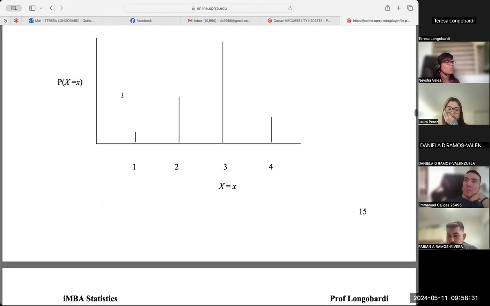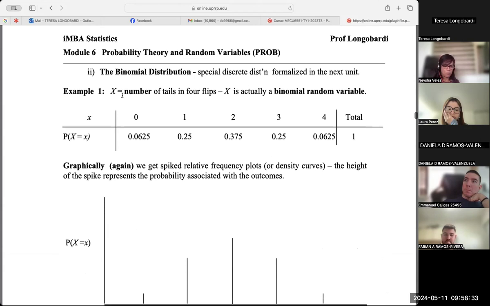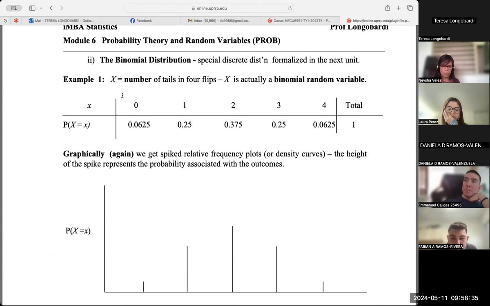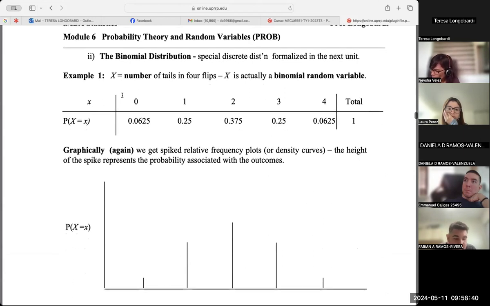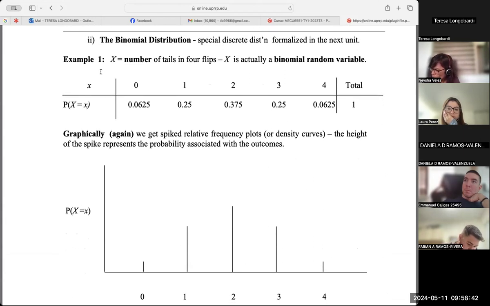The second type of discrete distribution is a very specific one called the binomial distribution. An example of the binomial distribution is the one that we just looked at. The number of tails in 4 flips of a coin is actually binomial. So what makes it binomial? Is it the symmetry? No. Are there specific features that make it binomial? Yes. So we're going to talk about those.